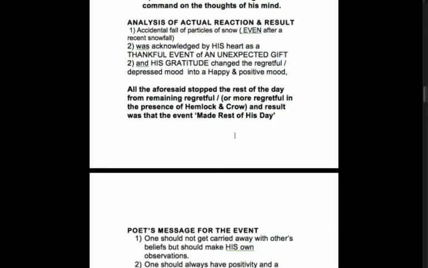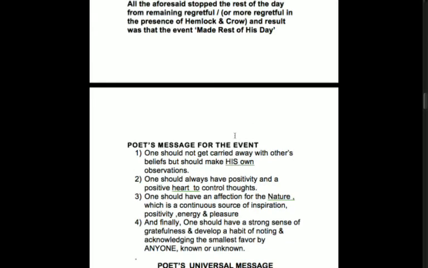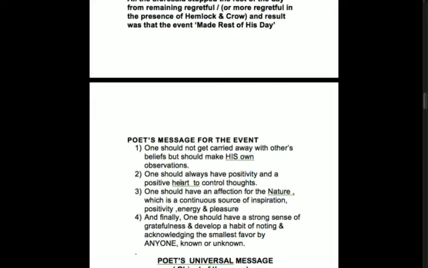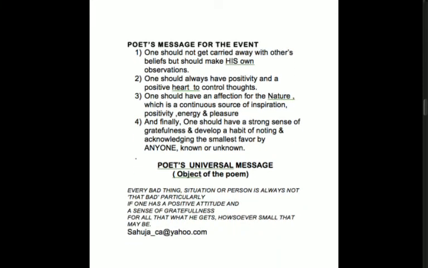So the poet's message, now let's come to the poet's message. The poet's message is that one should not get carried away with others' beliefs, but should make his own observations. Second, one should always have positivity and a positive heart to control thoughts. Next, one should have an affection for nature, which is a continuous source of inspiration, positivity, energy and pleasure. And finally, one should have a strong sense of gratefulness and develop a habit of noting and acknowledging the smallest favor by anyone, known or unknown. So, the poet's universal message, that is the object of the poem.